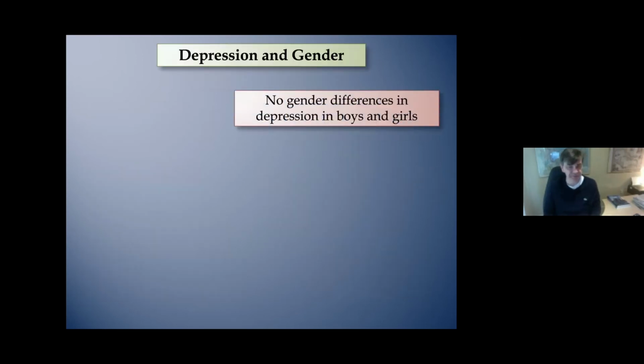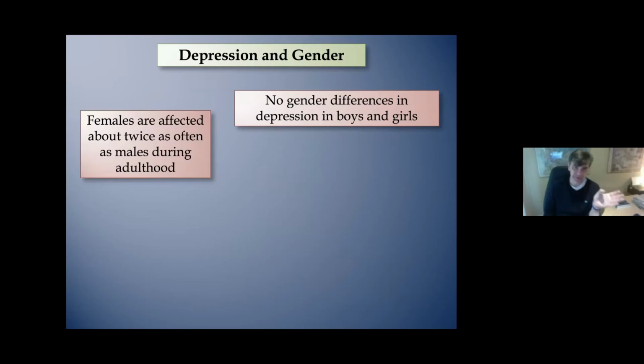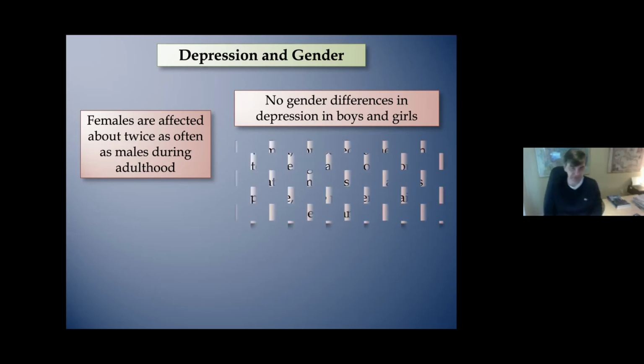Some facts about depression and gender. There are gender differences in depression; it is diagnosed in boys and girls. Females are affected about twice as often as males during adulthood. In the United States, a number of factors affect these results, and yes, there are sex differences between men and women, and also diagnostic biases, which is how professionals diagnose depression in males and females, but that's a fact.